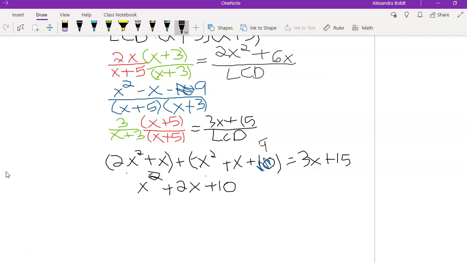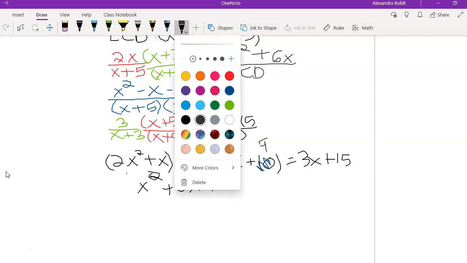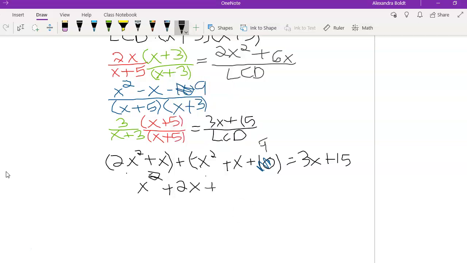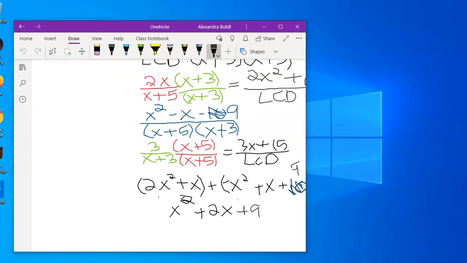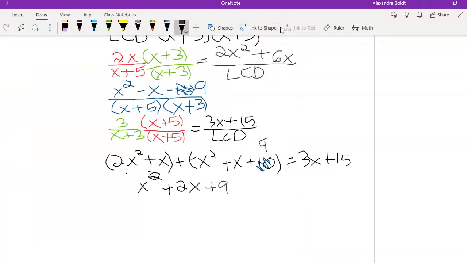Okay. And then our last change is just this last one. So then it's plus 9, which equals 3x plus 15.